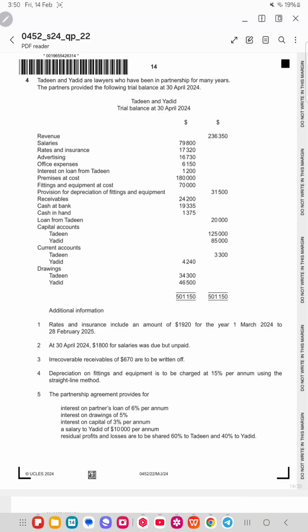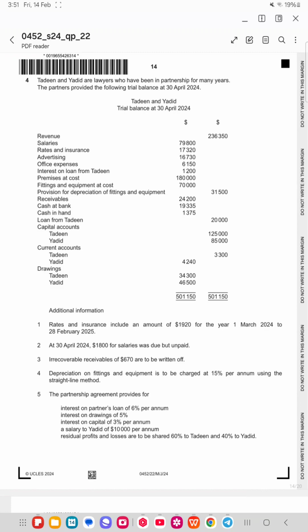Some additional information is also given. Rent, rates and insurance include an amount of $1920 for 1 year, 1st March 2024 to 28th February 2025. At 30th April 2024, $1,800 for salaries were due but unpaid, that is accrued expenses. Irrecoverable receivables of 670 were written off, so that is bad debt written off. Depreciation is provided under the straight line method for fittings and equipment.